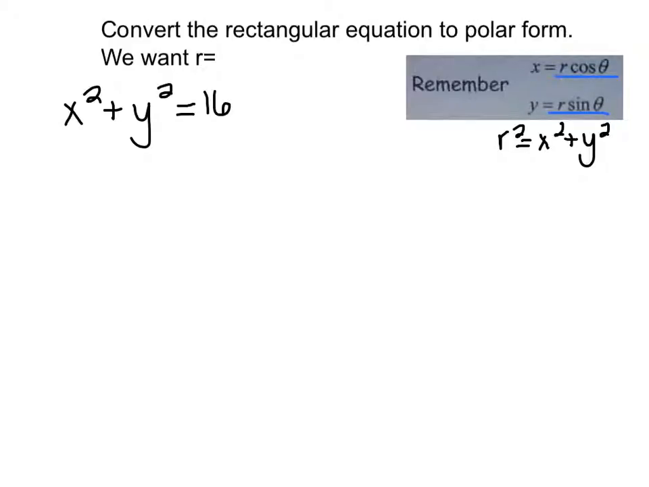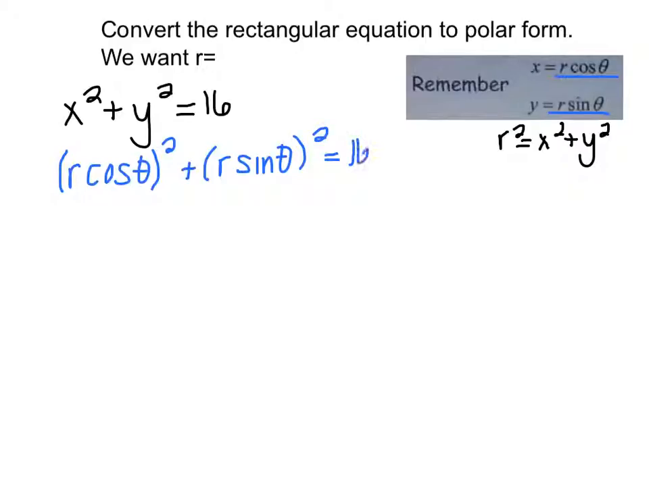So the first thing we're going to do is we know what x and y equal, so we're going to substitute x. We're going to say that's r cosine theta squared, plus y is r sine theta squared, equals 16. Well, we're going to go ahead and distribute through that to help us out. So let's distribute. So I have r squared cosine squared theta plus r squared sine squared theta, and that equals 16.